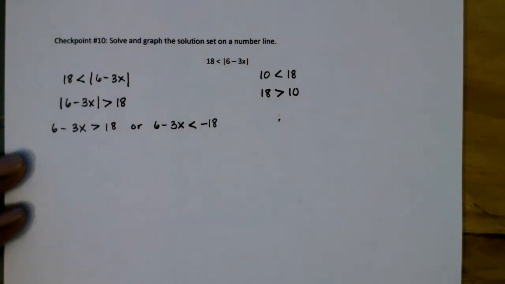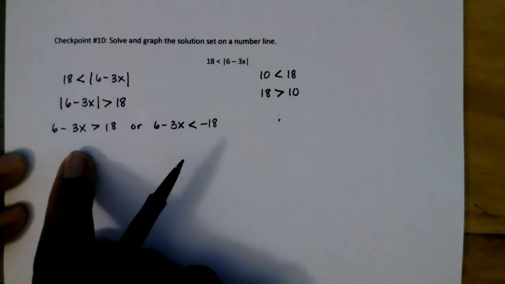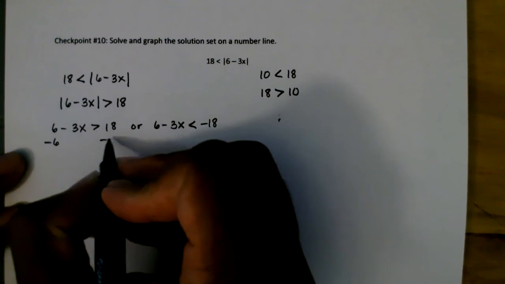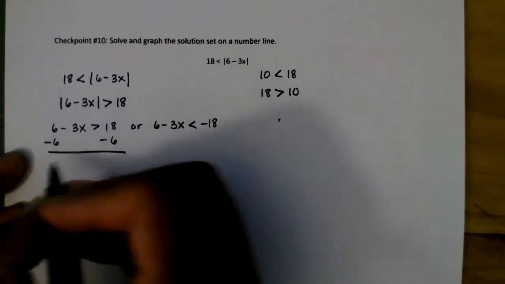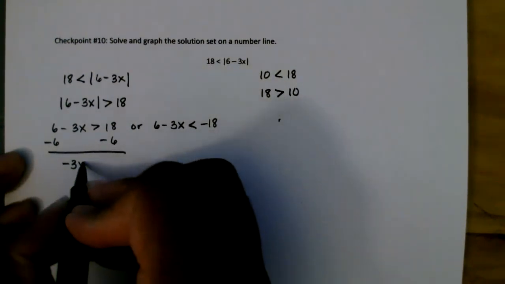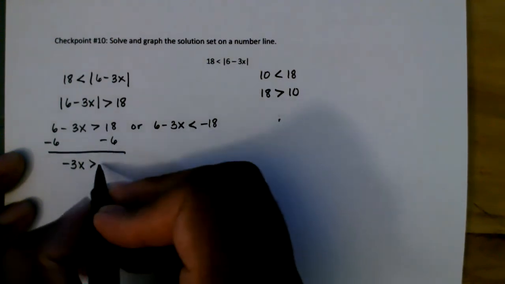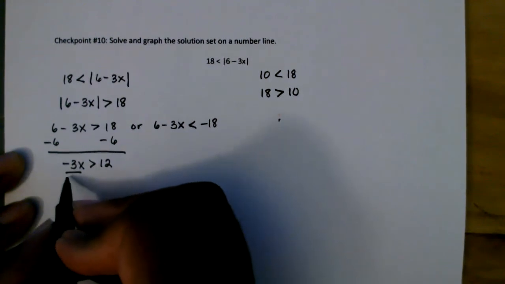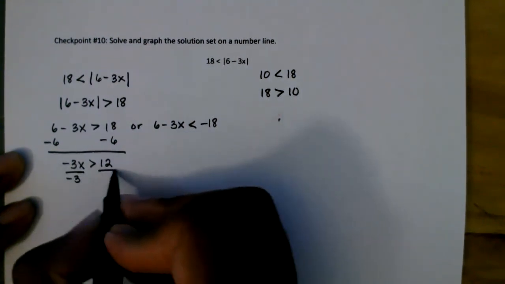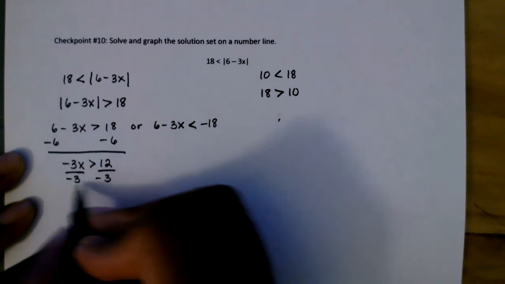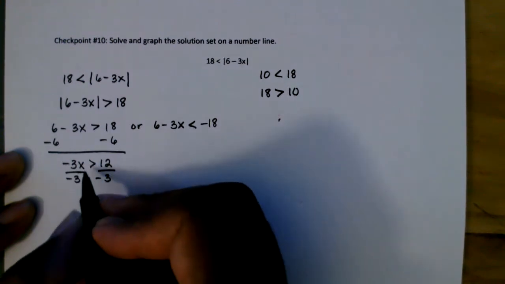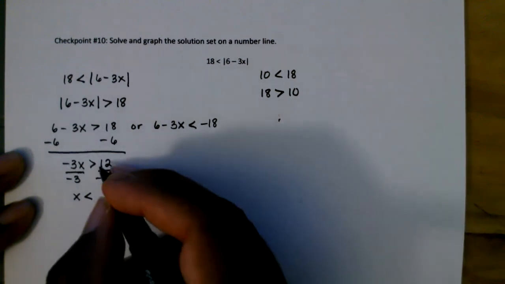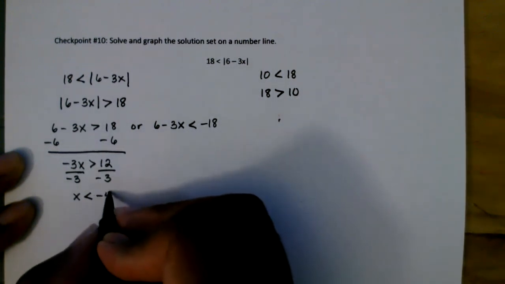Let's start with the first inequality: 6 minus 3x is greater than 18. If I subtract 6 on both sides, we get negative 3x is greater than 18 minus 6, which is 12. Then divide both sides by negative 3. When you divide both sides by a negative in an inequality, the greater than symbol changes to less than. And 12 divided by negative 3 is negative 4, so x is less than negative 4.